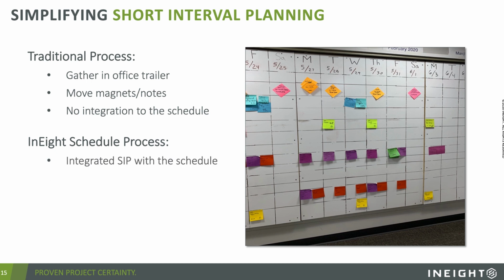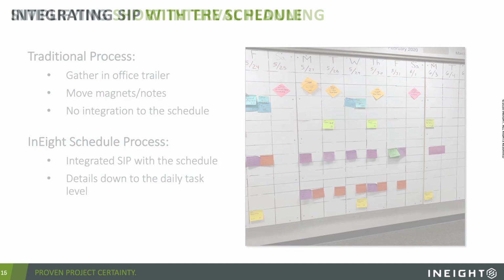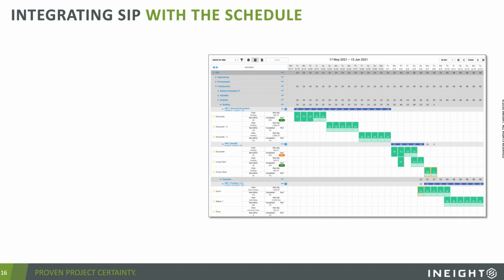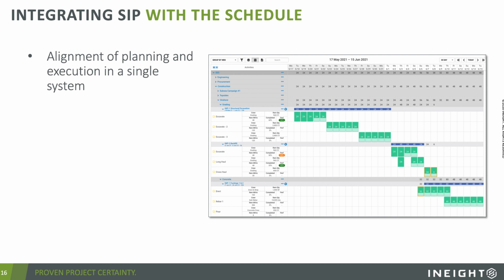So what does the InEight schedule process do for us? Well, it takes that short interval plan and it integrates it in to the CPM schedule. It details those items down to the daily task level while keeping those guardrails of what your schedule is going to allow. In other words, the blue bar across the top here, that's the CPM schedule bar. But each one of those green boxes are the daily tasks that need to happen, and we align the planning of execution within a single system. Each row of those green boxes is a different crew, which allows you to plan out the work based on different groupings.